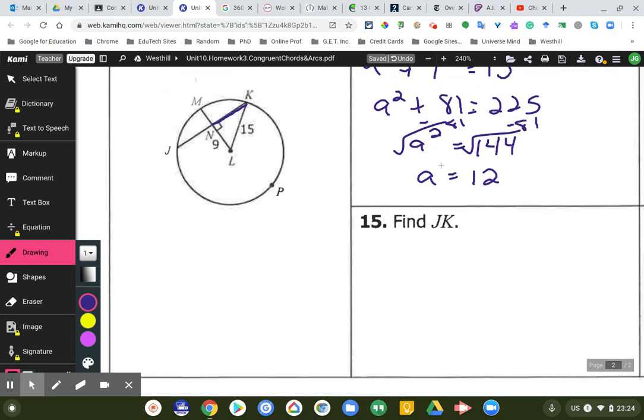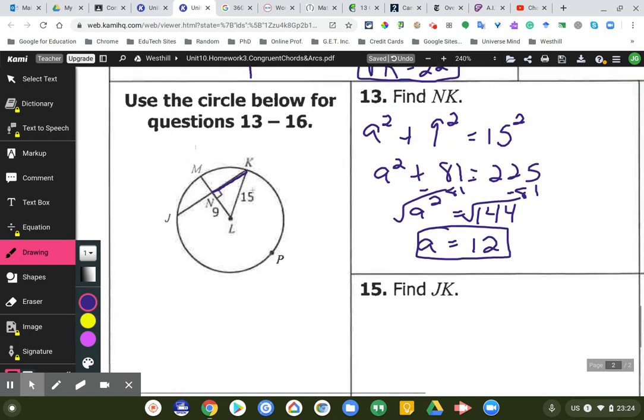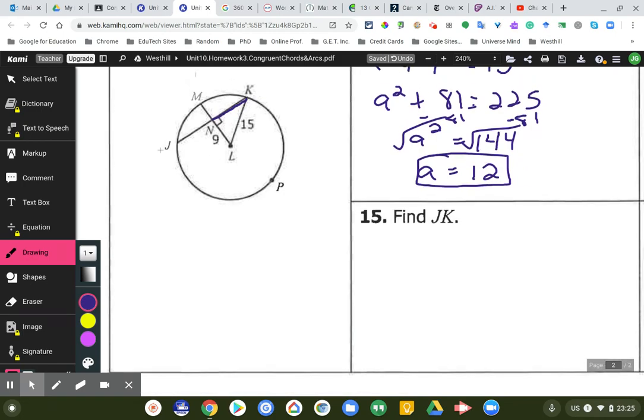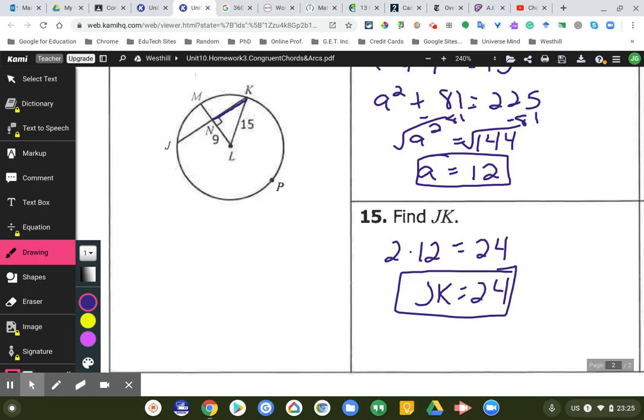Now, look at number 15, ready? This is 13, done, okay? It says find NK. Now for number 15, it says find JK. Well, seriously? JK is just 2 times NK. So literally we need to do 2 times 12, and that is equal to 24. And that is JK equal to 24. Done.